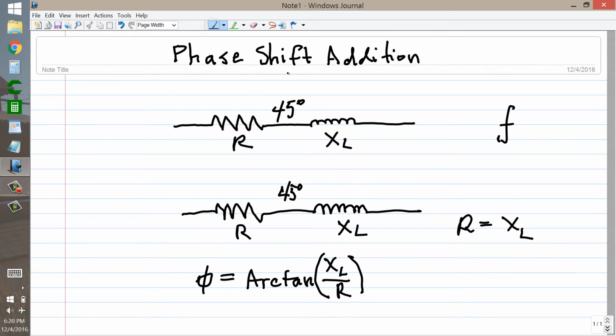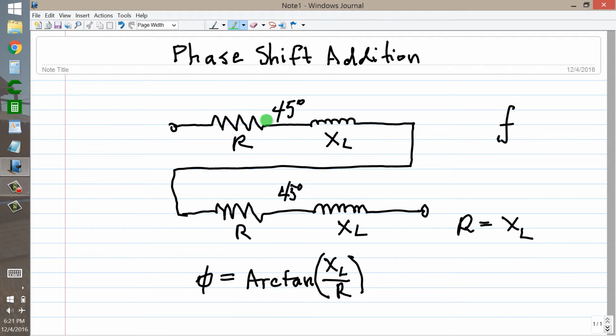Now, suppose that we take these two circuits that produce this 45 degree phase shift and we connect them in series with each other. I'll make it so that we have the resistor coming first, then the inductor, then another resistor, and then another inductor. And we consider this as a single circuit. Now we send the signal through this whole circuit. 45-degree phase shift if we send it through this circuit alone. 45-degree phase shift if we send it through this circuit alone.